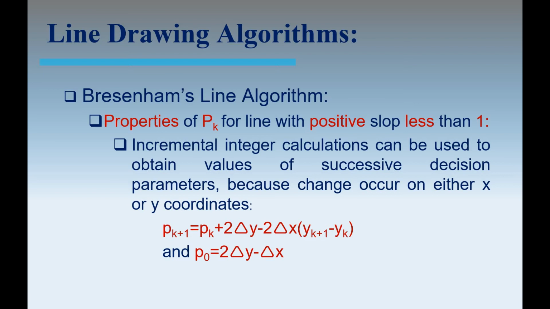Incremental integer calculations can be used to obtain values of successive decision parameters because change occurs on either the x or y coordinates. Pk+1 = pk + 2Δy − 2Δx(yk+1 − yk), and p0 is the initial decision parameter. Initially we will calculate this: p0 = 2Δy − Δx.